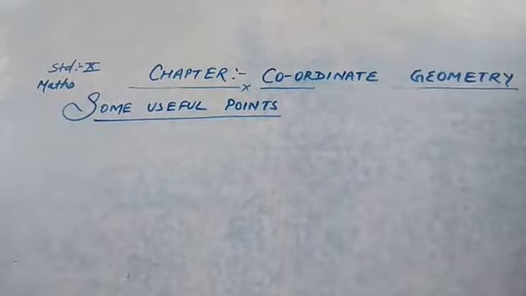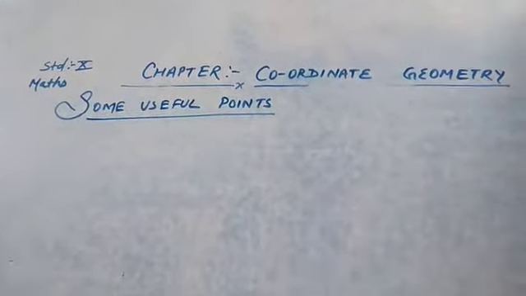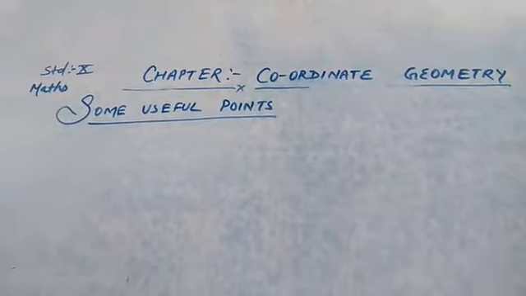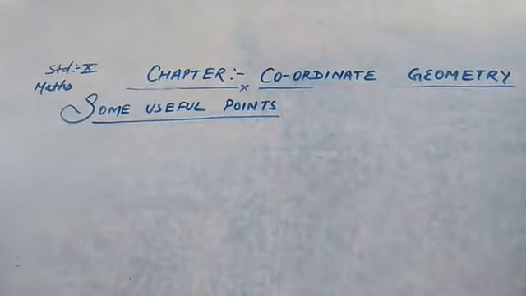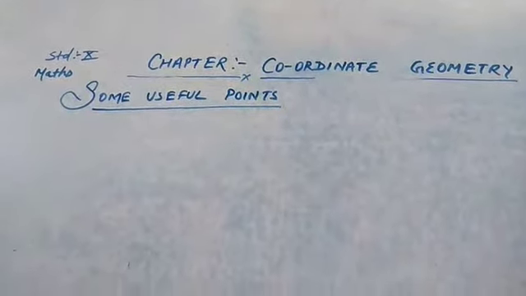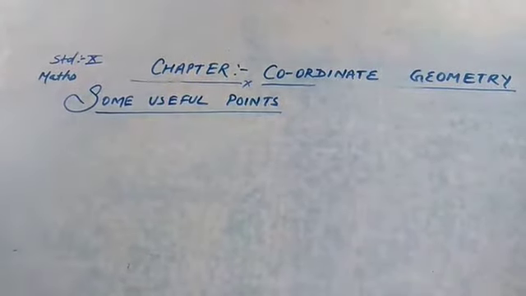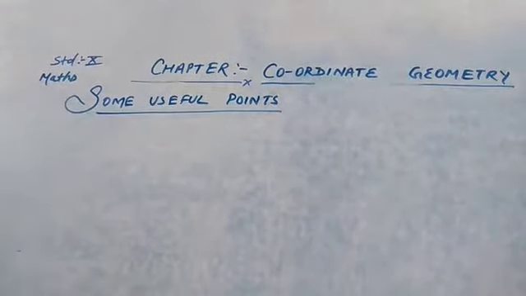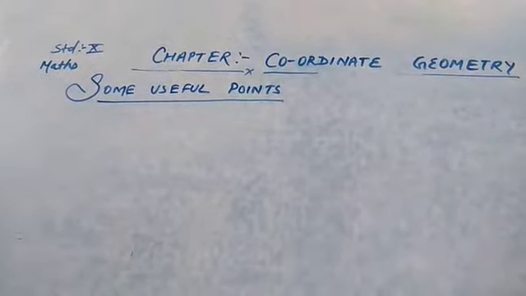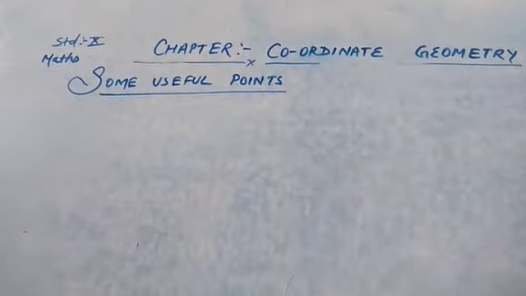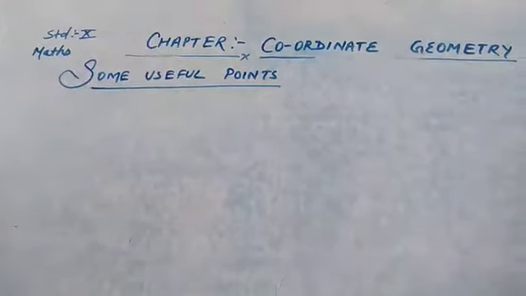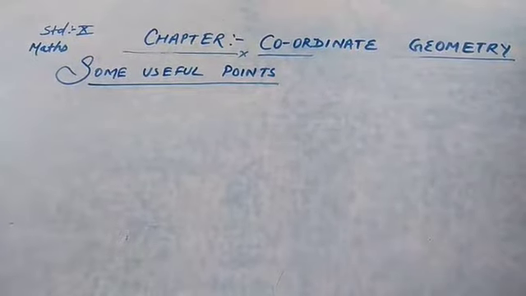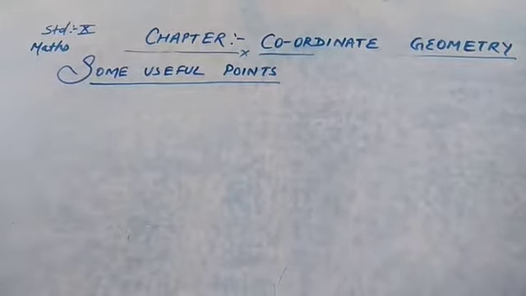Okay dear student, now in this video we will discuss some of the useful points to prove that the given points on the Cartesian plane are of a square or rectangle or of a parallelogram or of different types of triangle. So for that we will revise a bit about the quadrilateral concept that we have done in standard 9, as well as triangles that we have done in standard 9.